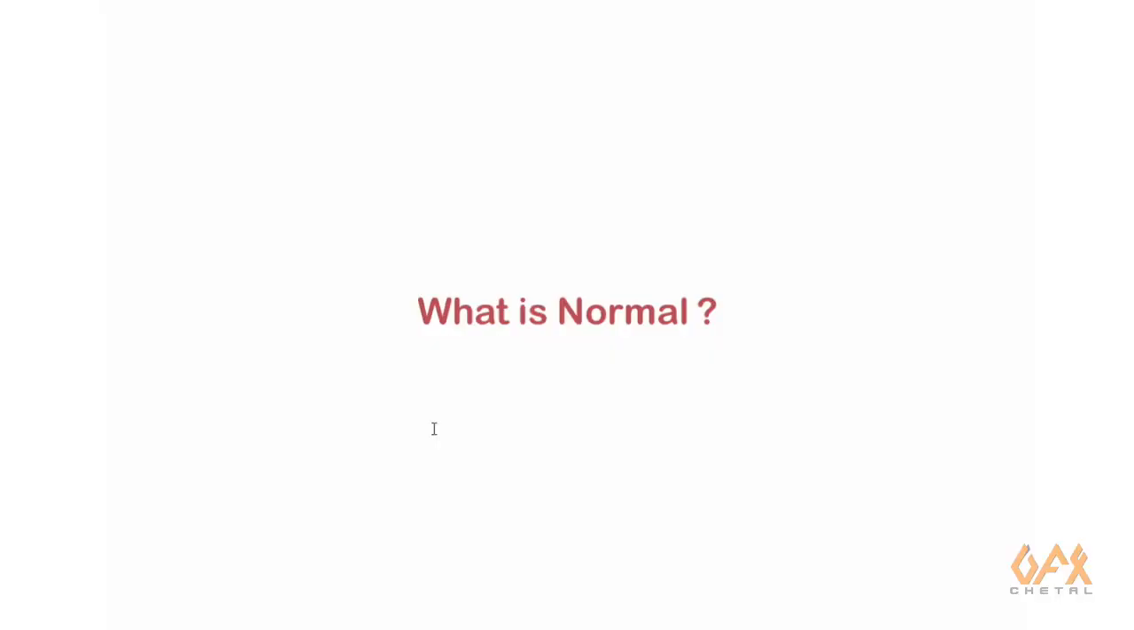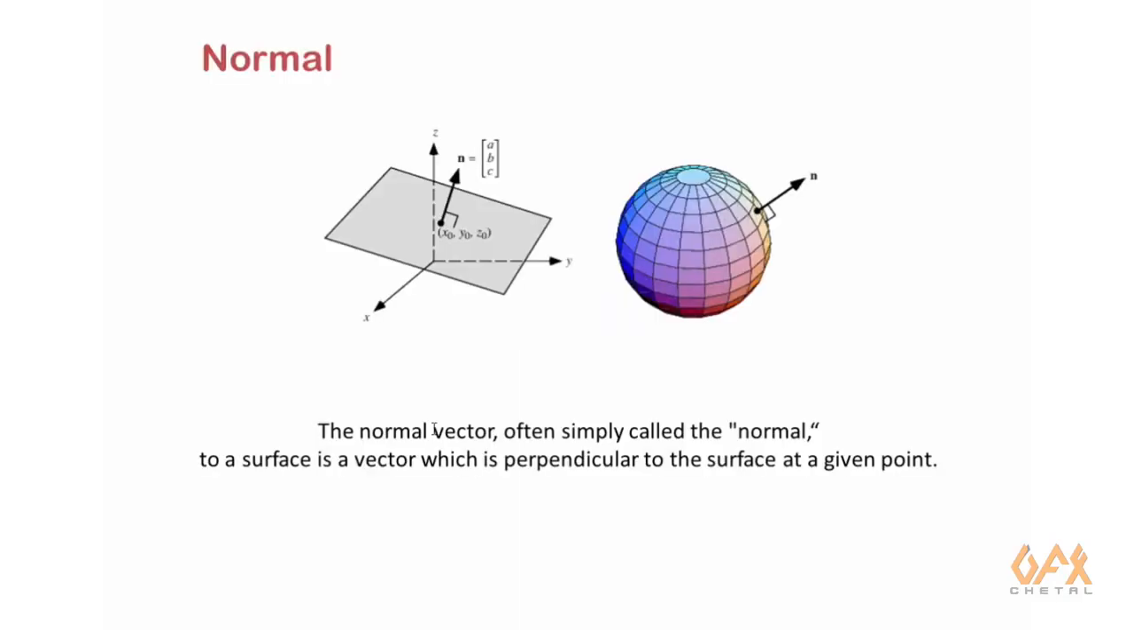So the question is, what is a normal? Mainly, those who have used 3D applications, especially modeling, know what a normal is. So here I show my view. The normal vector, often called the normal to a surface, is a vector which is perpendicular to the surface at a given point. This is the simple definition of normal.